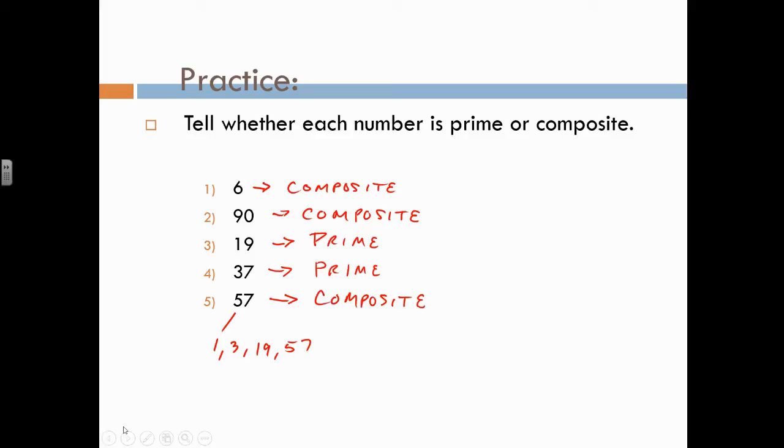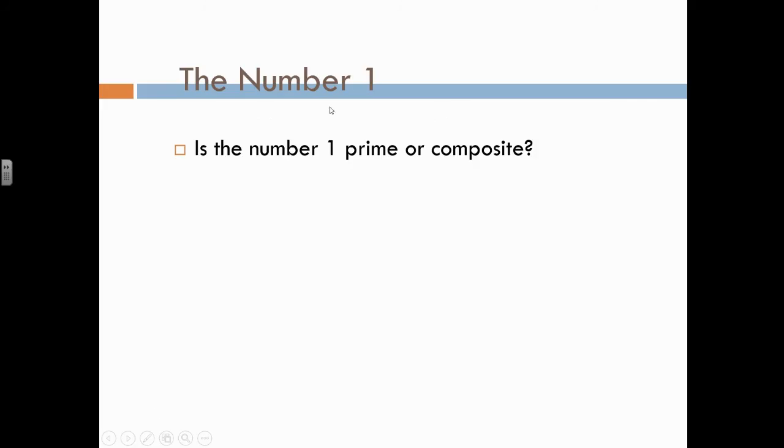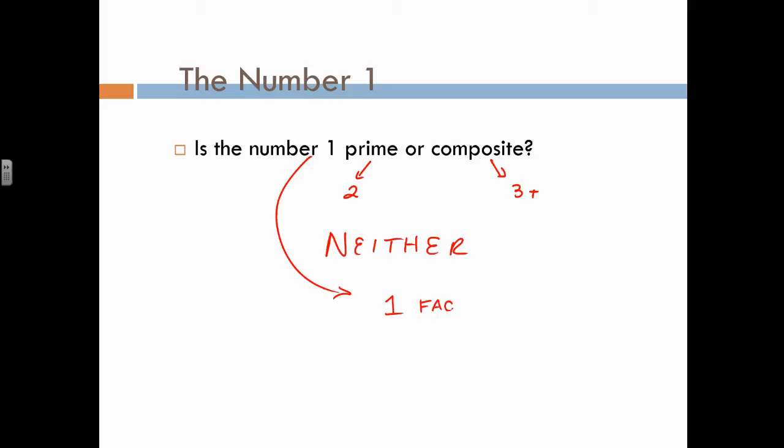All right, so there's the difference between prime and composite. What about the number 1, though? Well, the number 1 is neither prime nor is it composite, because to be prime, you have to have 2 factors. To be composite, you have to have 3 or more. And 1 is the loneliest number that you ever did see. It has 1 factor. Just itself.